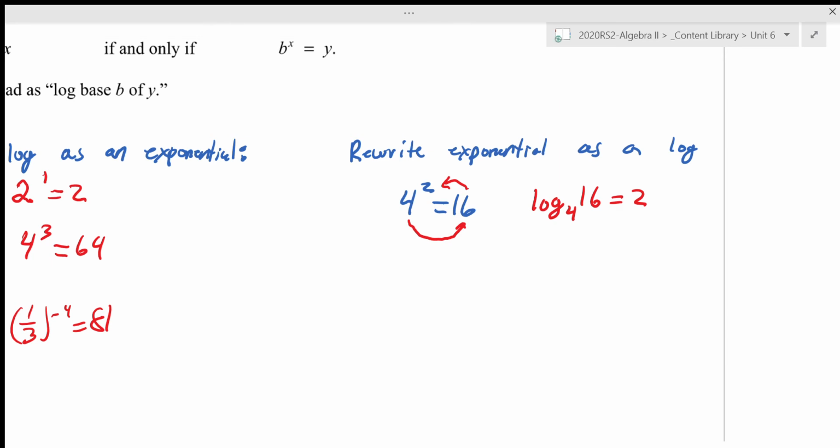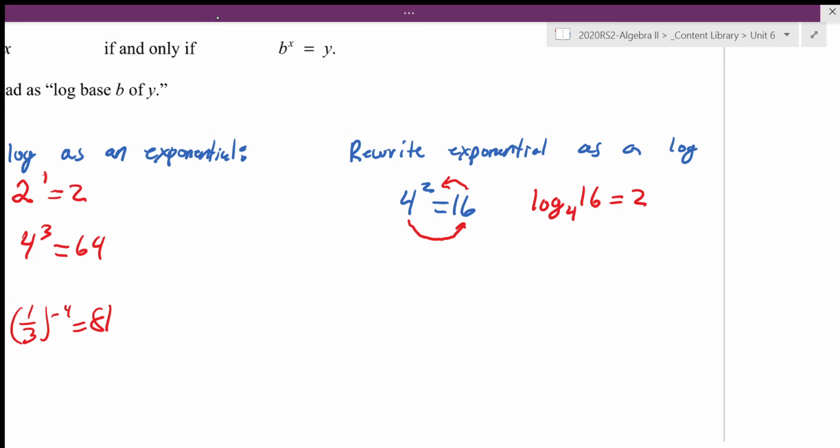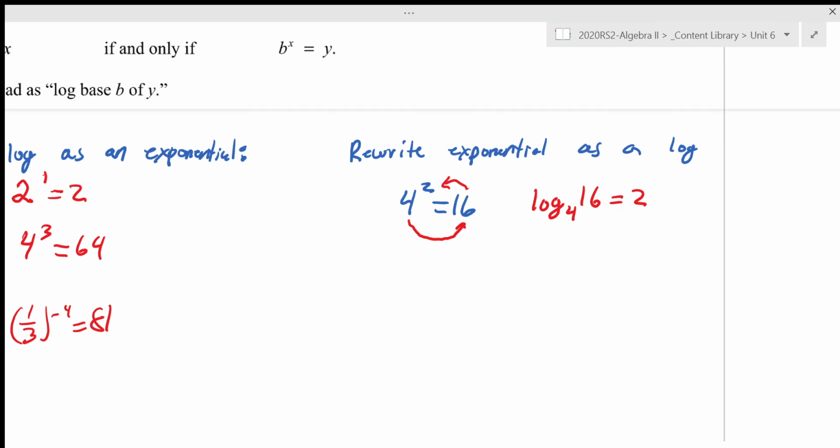Well, log base 4 of 16 is asking us the question, 4 to what power is equal to 16? Well, 4 to the 2nd power is equal to 16. That's why log base 4 of 16 is equal to 2. Because the log is saying the base to what power is equal to the argument.